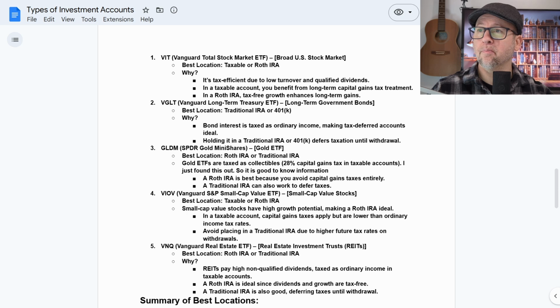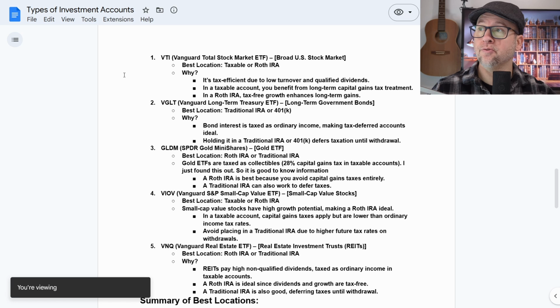On the screen now, I'm showing a portfolio which I use. This is my portfolio, please don't invest in these just because I am. Do your own due diligence and pick your own investments. But this is just me giving out information. This is for information purposes only.